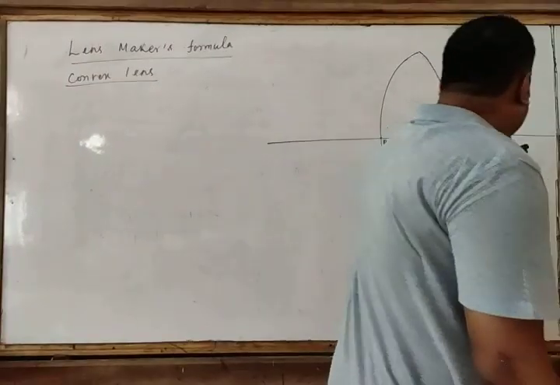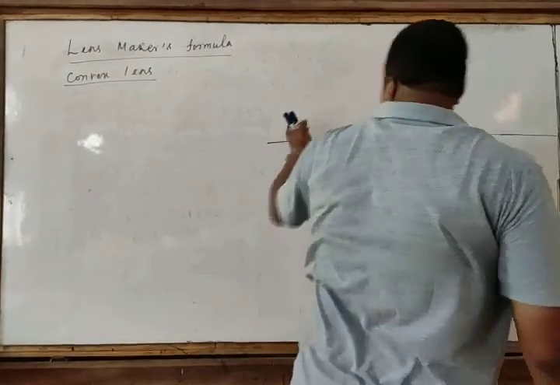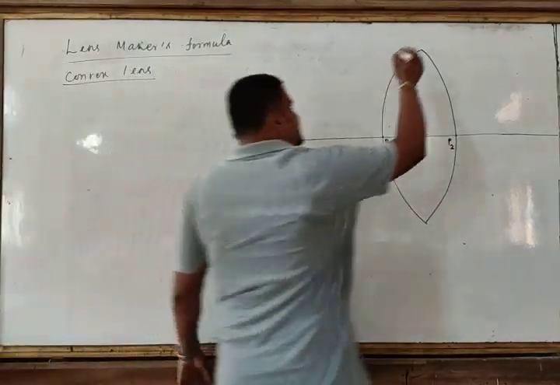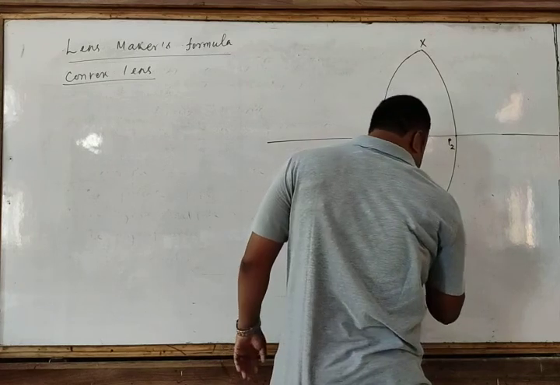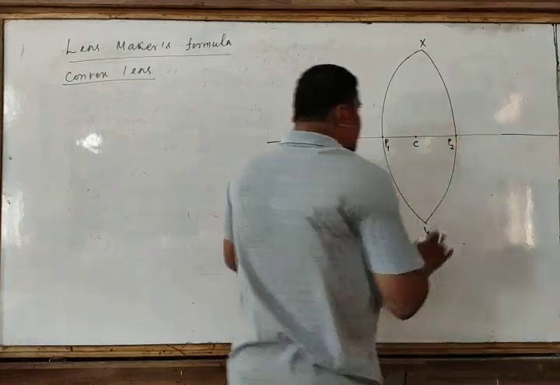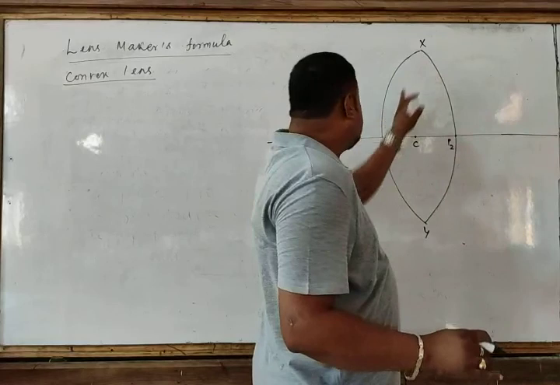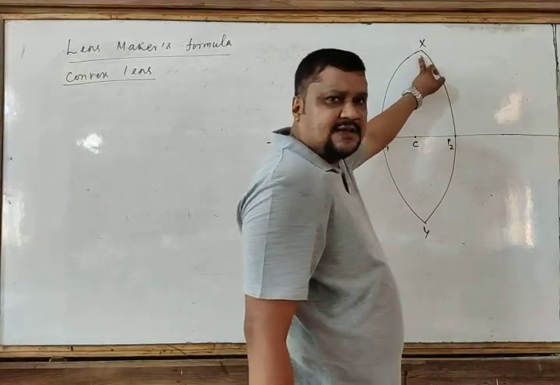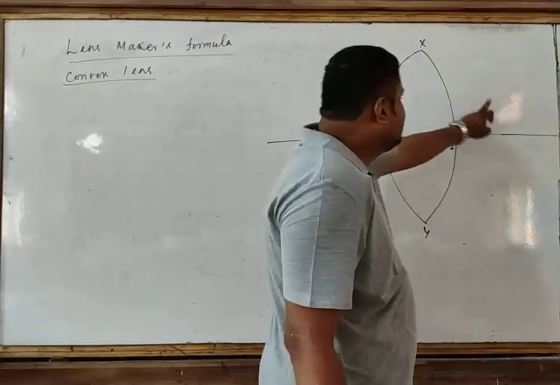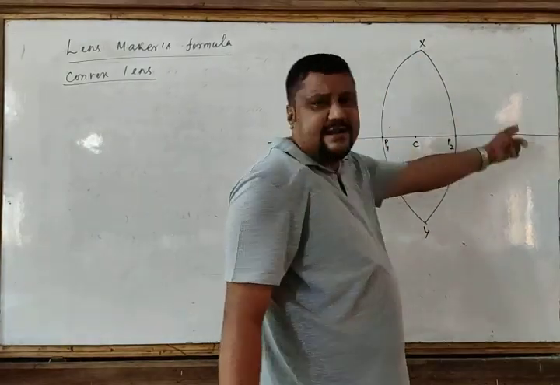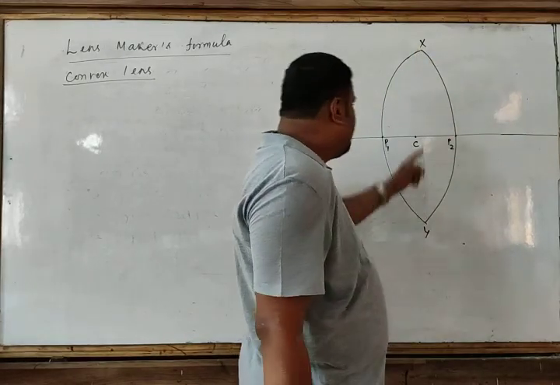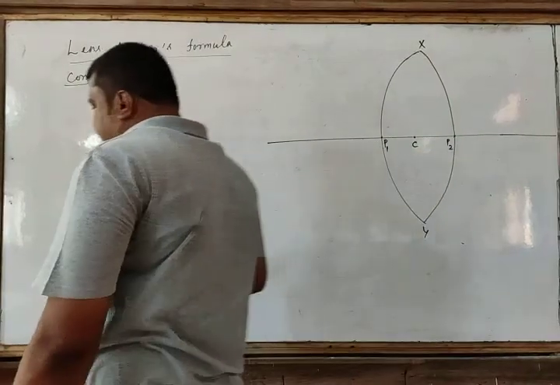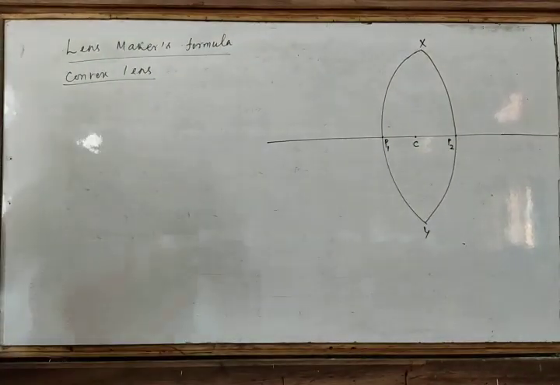For each surface there is a center of curvature. Let me name the surfaces too: let the lens be X P1 Y and X P2 Y. These are the two convex spherical surfaces. Each has a center of curvature, a pole and a radius of curvature.